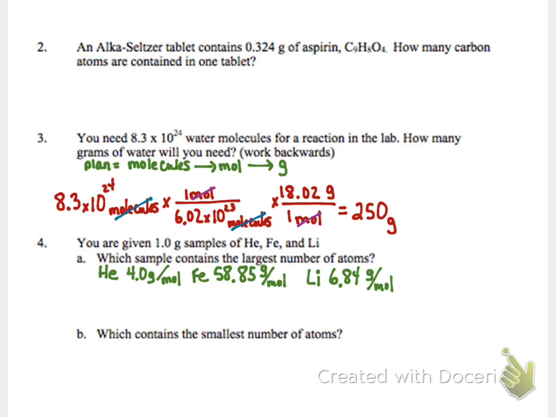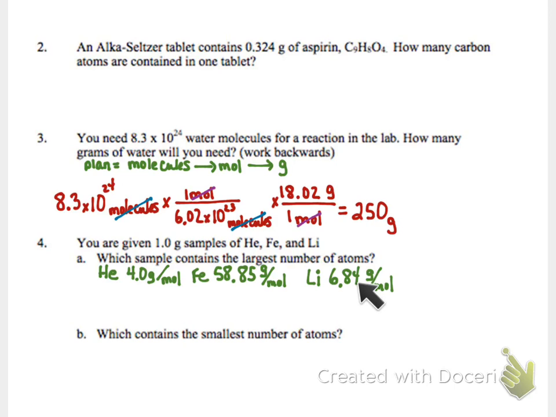Okay, number 4 is a different kind of question. You are given 1 gram samples of helium, iron, and lithium. Remember that molar mass is the number of grams per mole, and that means the exact same number of particles. So for helium, for 1 mole, you're going to have 4 grams. Iron, you're going to have 58 grams. And lithium, you're going to have 6 grams.